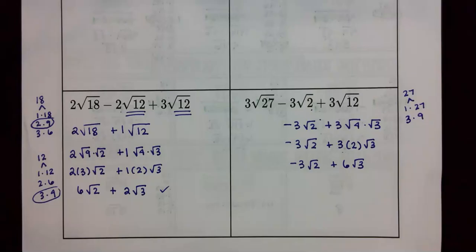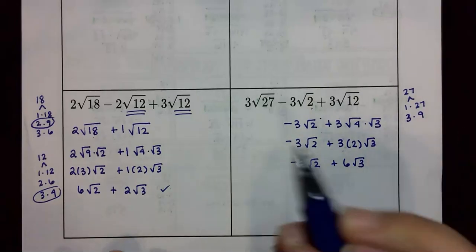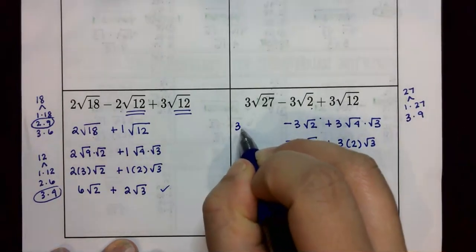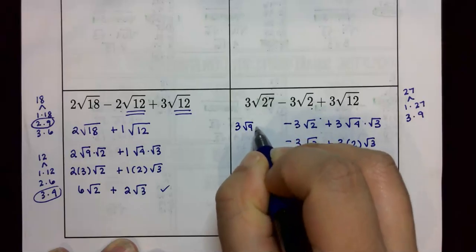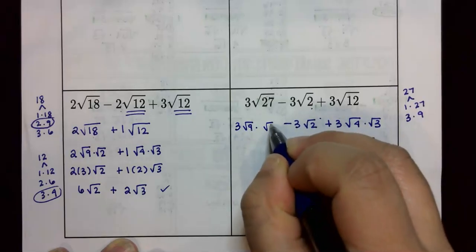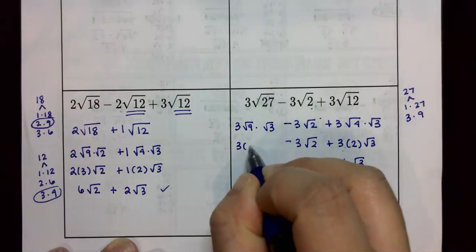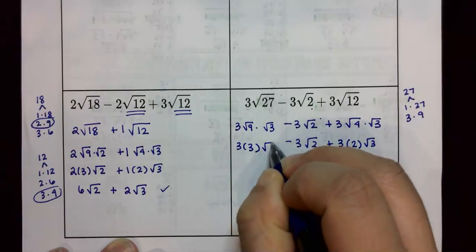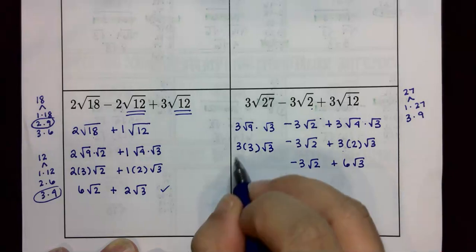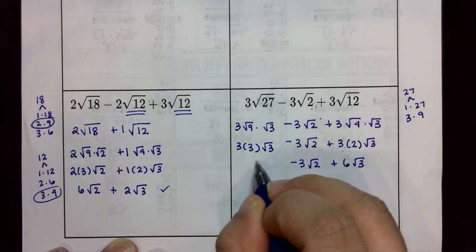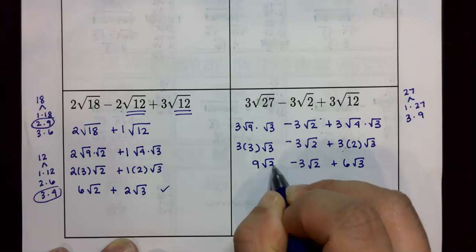All right, so we can see that 9 is a perfect square. So we're going to start at the top and do 3, the square root of 9, times the square root of 3. We know the square root of 9 is 3, so 3 times the square root of 3. 3 times 3 is 9. Bring down the square root of 3.